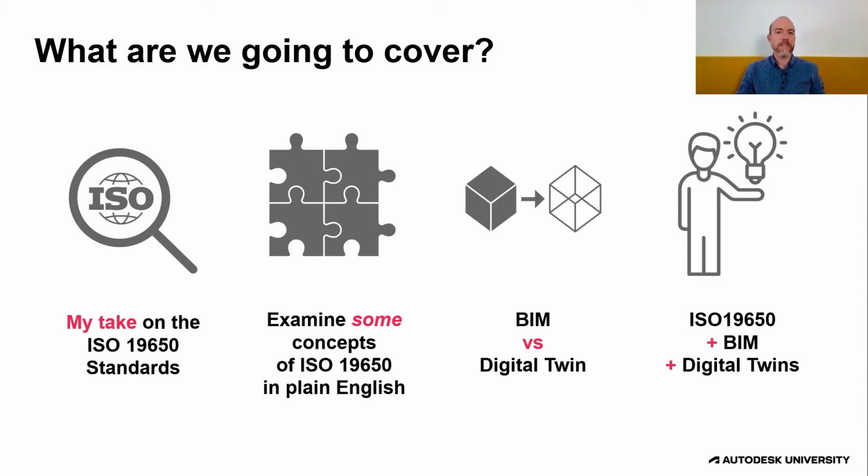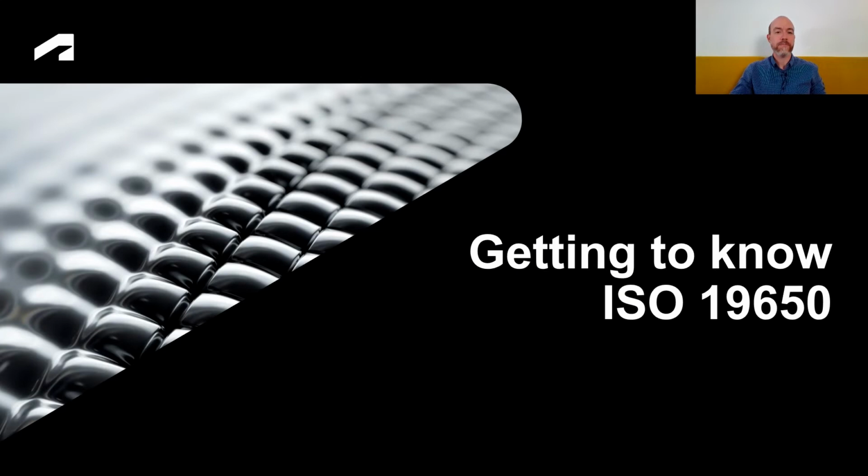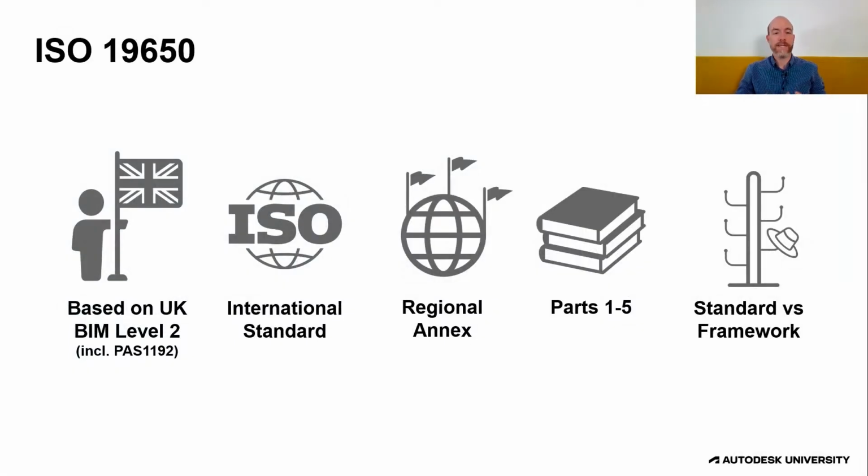We're going to examine some of those key concepts of the ISO 19650 standard, but try to bring them back to plain English language, trying to get away from the technical terms and really understand what they're about. Speaking of terms, BIM, digital twin, it gets a little bit confusing. What are these different terms and where's the crossover? How do they compare? So we're going to do a quick comparison of them, and then we're going to bring it all together to understand how the ISO standard is applied to BIM and digital twins. So quickly, to get to know the ISO standard, again, my take on it.